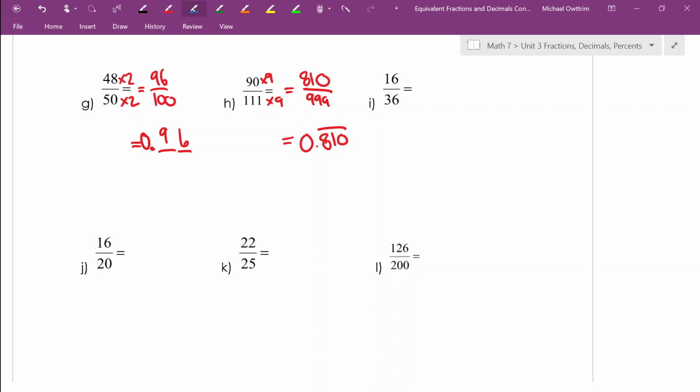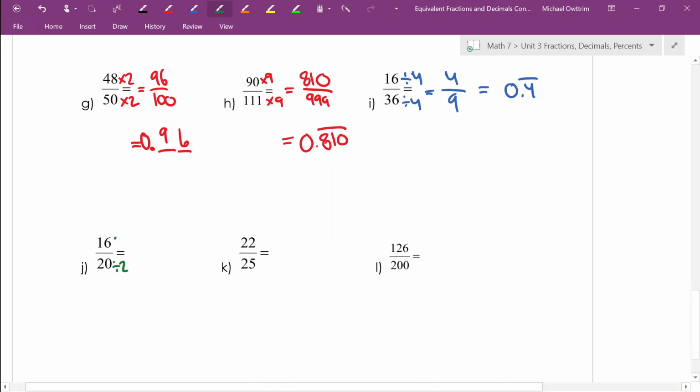For my 16 over 36, I'm going to go ahead and simplify that because I don't see an easy way to get 36 into 10 or 9. So let's go ahead and simplify. I'm going to divide both these by 4 because I do know they divide by 4, and that gives me 4 over 9. Oh, look at that. So since I have a 9 on the bottom, I know I have one repeating digit, and that digit is a 4.